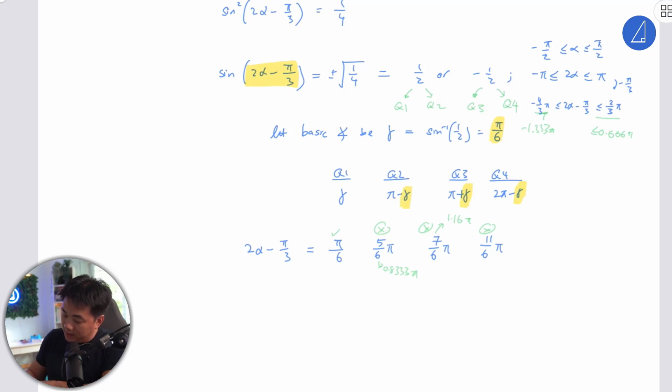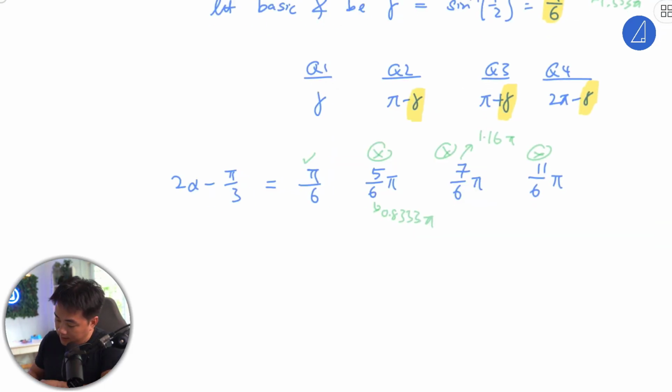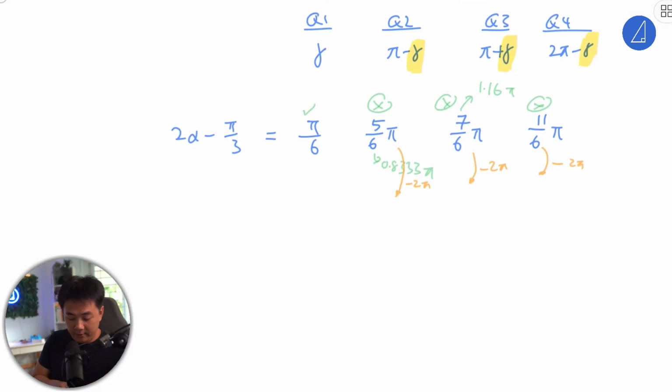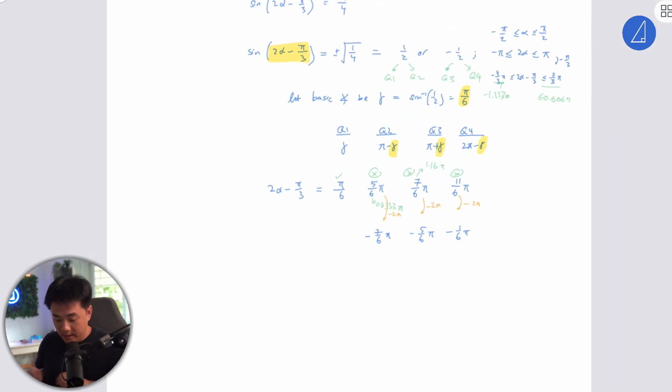Okay, so in this case here, what we need is actually just minus 2 pi. Okay, because if you minus off 360 degrees, you get the same angle here. So essentially what I need is 5/6 minus 2, will be negative 7/6 pi. Then 7/6 minus 2 will be minus 5/6 pi. So 11/6 minus 2 will be negative 1/6 pi. Okay, then you will check whether all these are within the range.